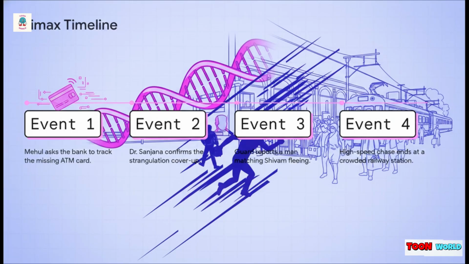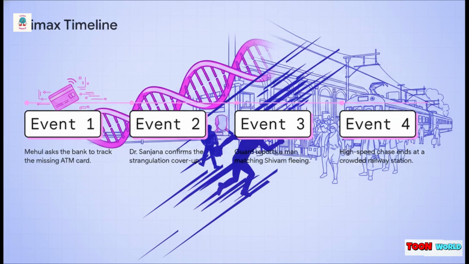Okay, the stakes are literally life and death right now. It's a brutal murder for financial gain, and the net is finally closing in on our fleeing suspect Shivam. Let's look at how fast these final events unfold. First, Mehul immediately contacts the bank to track the location of that stolen ATM card. Then, he gets that crucial autopsy report confirming the strangulation. Almost simultaneously, the building manager calls in a panic. A man matching Shivam's description just bolted from the building guards.